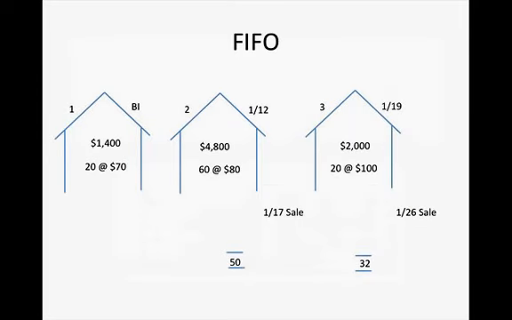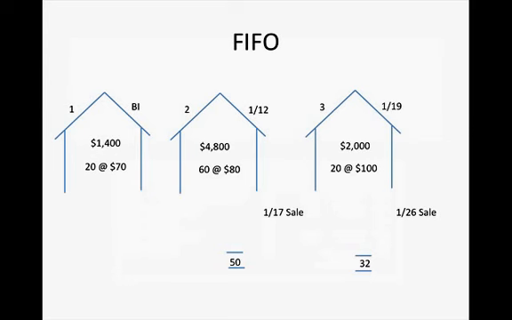Here we will calculate the cost of goods sold and ending inventory using the FIFO method. We draw a garage for each batch of goods that was purchased. For this example, we have 3 garages, one for beginning inventory, one for the January 12th purchase, and one for the January 19th purchase. Inside each garage, we put the number of units purchased, the unit price, and the total cost of the purchase. We also write the date of each sale in relation to the purchases.